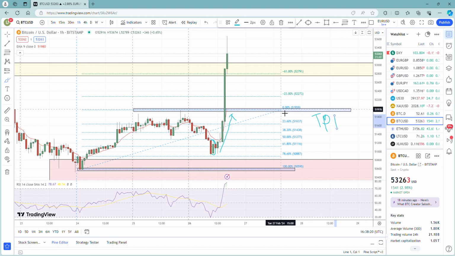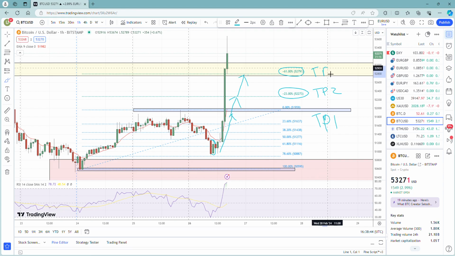target profit 1. If price breaches this candle, you could close 50% of the trade. Move your next target profit to this level here, which is minus 23. Target profit 2. And then you could close another 25% and leave the rest running. And if price continues to go up as it did, this is where you'd exit the trade. Target profit 3.